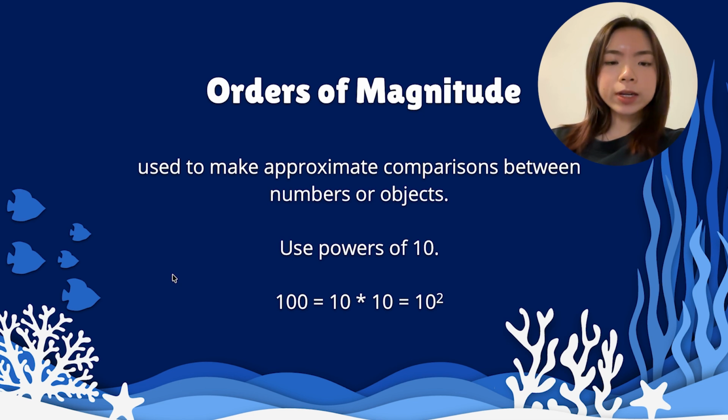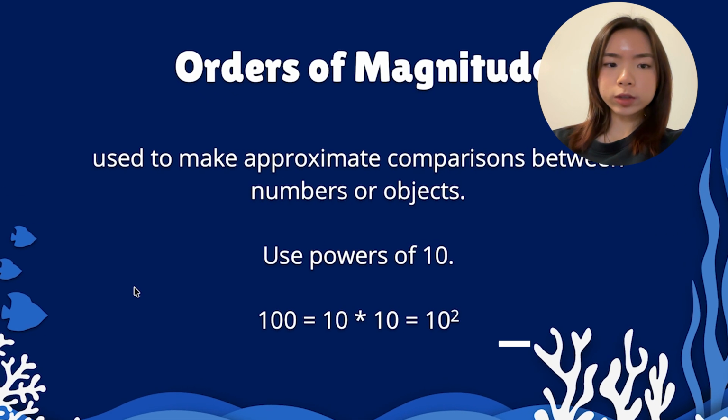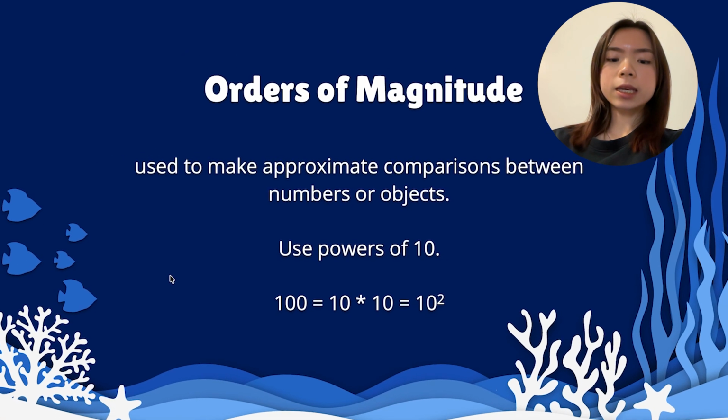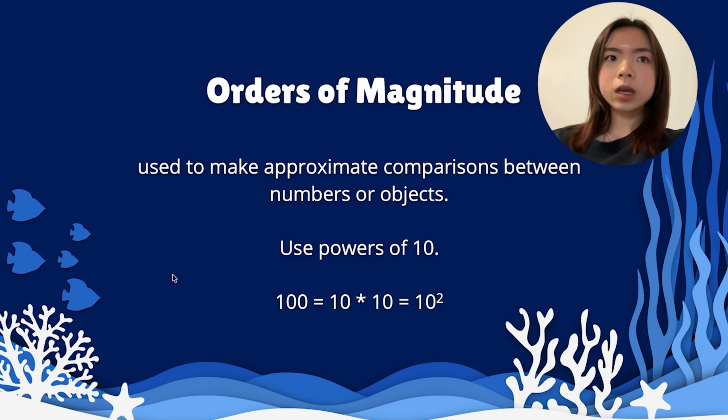So to familiarize yourself with powers of 10, let's say for example we have the number 100. 100 is equal to 10 times 10, which means we have two sets of the number 10. Therefore, this is written as 10 to the power of 2.